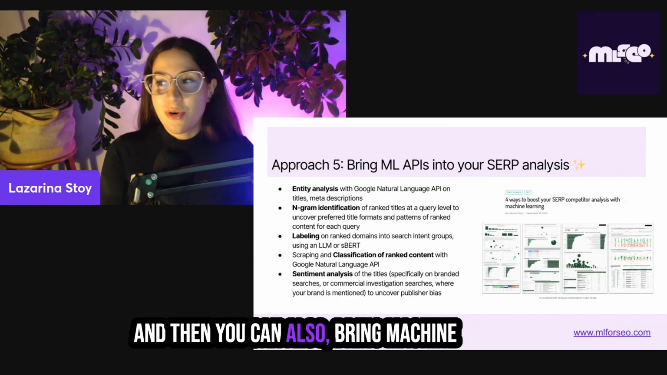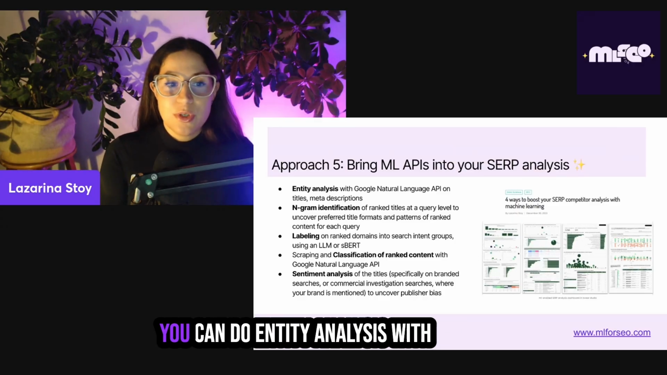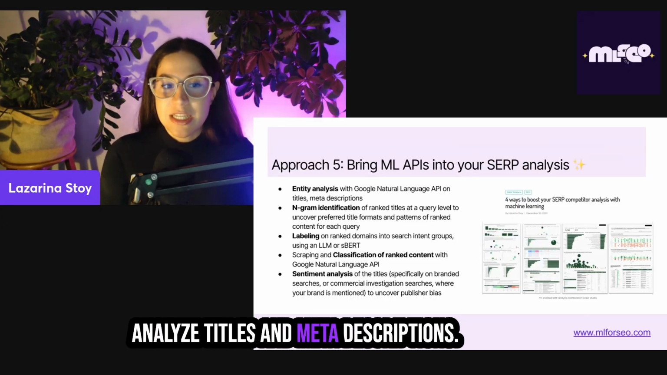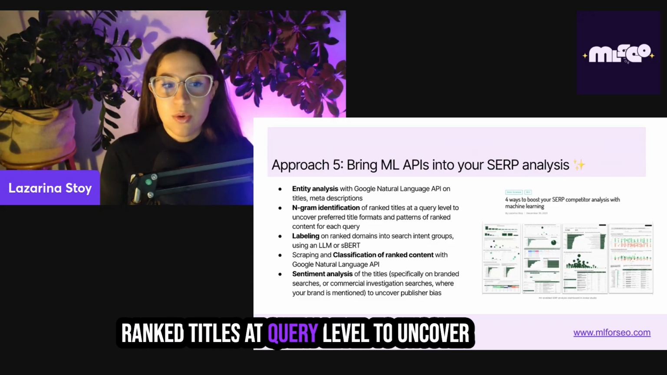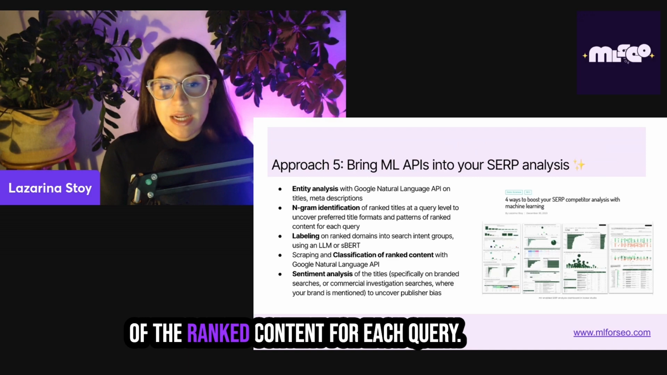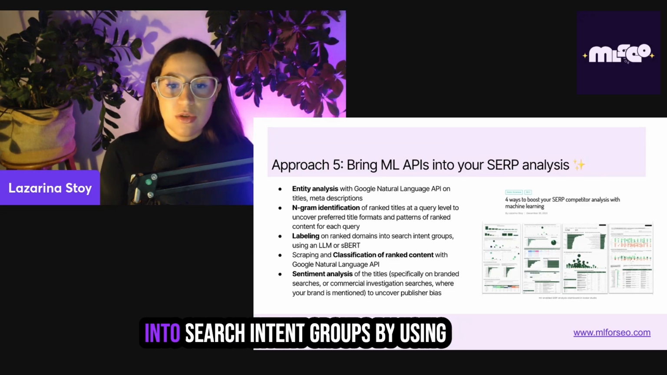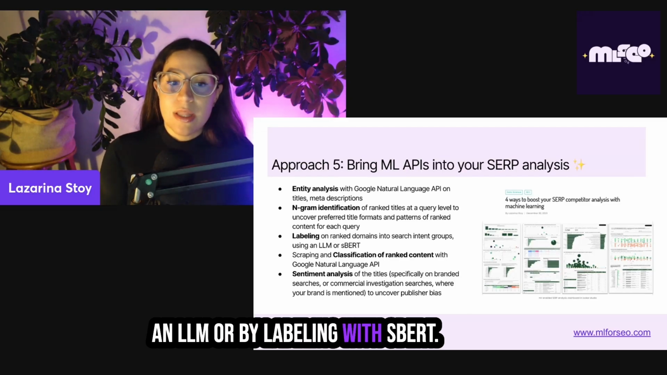And then you can also bring machine learning APIs into your SERP analysis. You can do entity analysis with Google Natural Language API to analyze titles and meta descriptions. You can do n-gram identification of the ranked titles at a query level to uncover preferred title formats and patterns of the ranked content for each query. You can do labeling of ranked domains into search intent groups by using an LLM or by labeling with SBERT.